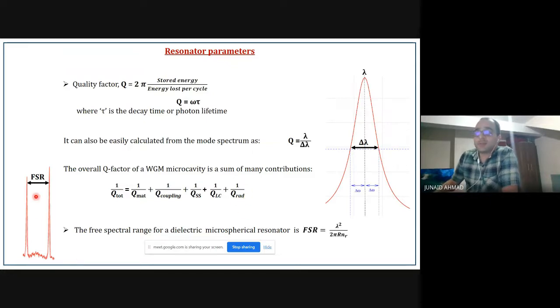And also the free spectral range. Free spectral range is defined as the spacing between two consecutive peaks in the whispering gallery mode spectrum, and is given by this formula, but it shows an inverse relation with the radius as well as the refractive index of the material of the resonator.